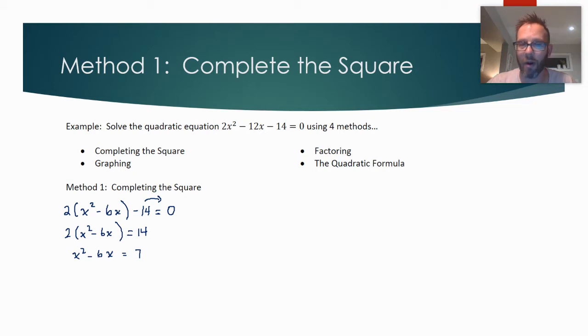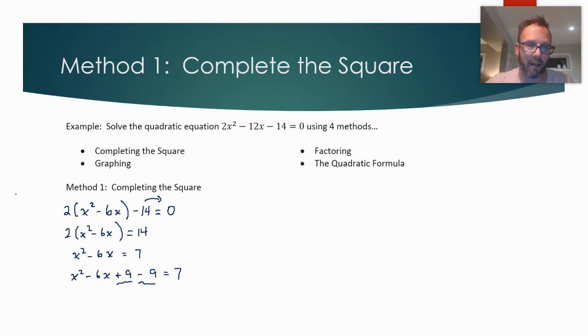We're thinking, what number plus itself gives you -6? Well, that's -3. And what's that number times itself? Well, it's 9. So we add 9 and subtract 9 to balance things out. So by adding 9 and subtracting 9, we haven't changed the equation. We did opposite operations. The net change is 0.